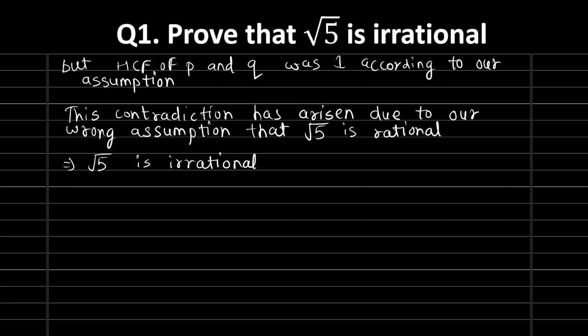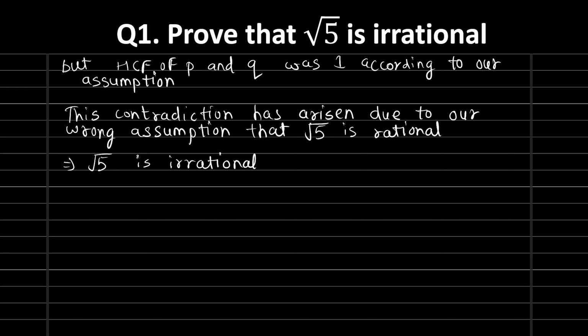So this is what method of contradiction means. We start with the wrong assumption and as a result we get the result to be wrong, right? So we say that our conclusion is wrong because of our wrong assumption initially. So this is called as method of contradiction.